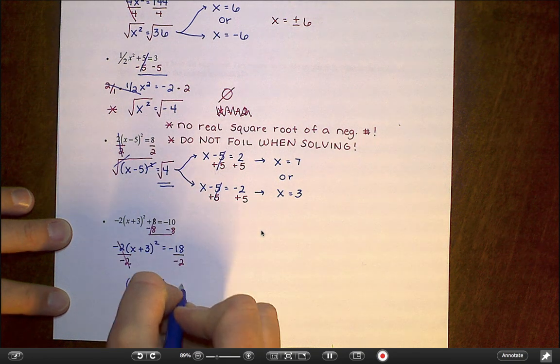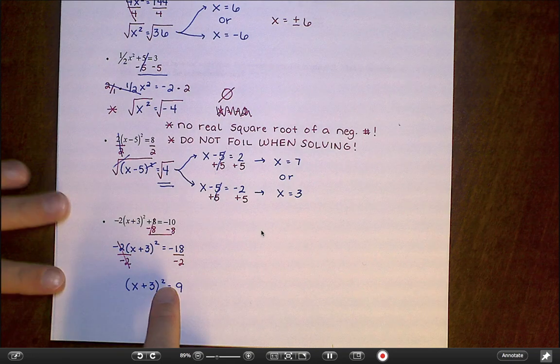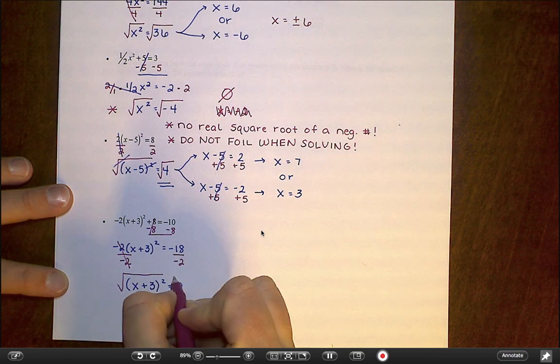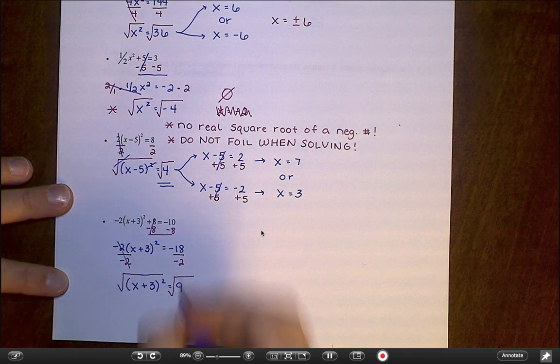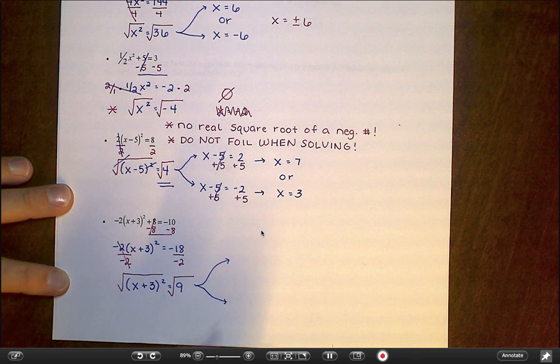squared equals 9. If you're still with me, take a second and think about what our next step should look like. I'll give you a hint, it's not FOIL. I need to get rid of the square, so I'm going to take a square root. And as soon as I take that square root, that's where I break out my arrows, right? That's where I know I'm going to have two possible answers.